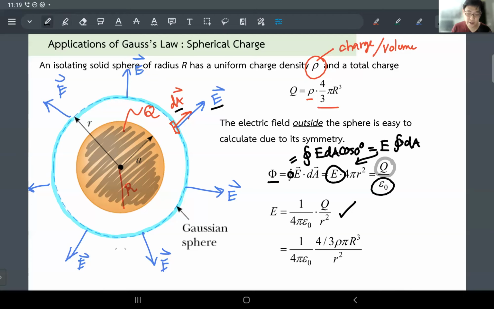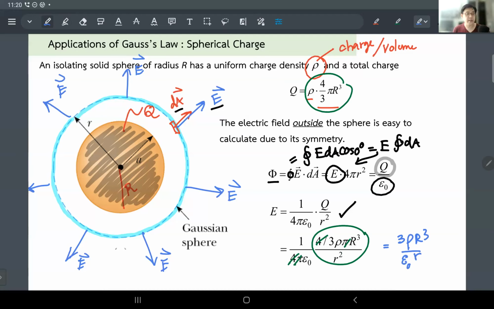All right. And now you have another way to express this one. If you don't want to talk about the Q, you want to talk about the rho, the charge density, that's fine. You just substitute Q with rho times 4/3 pi R cube in here. Then you can cancel the pi, cancel the 4, and so on. What you get at the end is going to be 3 rho capital R cube over epsilon naught r squared, and so on. That's up to you, it doesn't matter. Very cool. It's R squared down here, sorry. Okay, here we go. All right, so that's done.